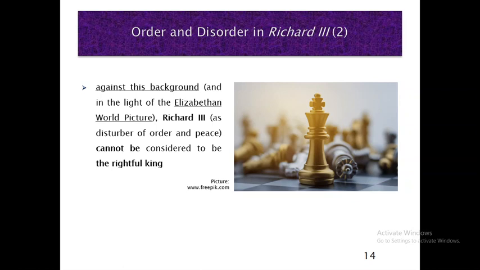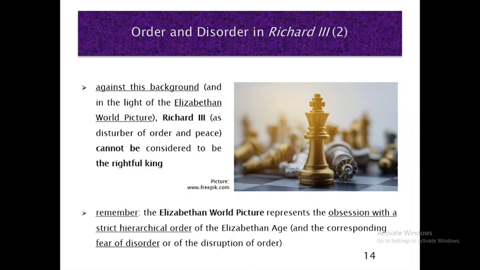And in this context, and also in the context of the Elizabethan world picture, Richard III, who is the disturber of order, the disturber of peace, cannot be considered to be the rightful king. I hope you remember the Elizabethan world picture. We talked about that at the beginning of the semester. And we said that this world picture represents the obsession with a strict, hierarchical, and well-structured order of the Elizabethan age. And of course, also the fear of disorder, the fear of the disruption of order.